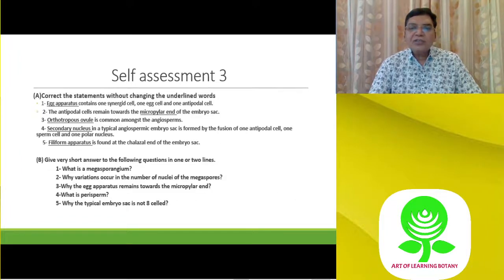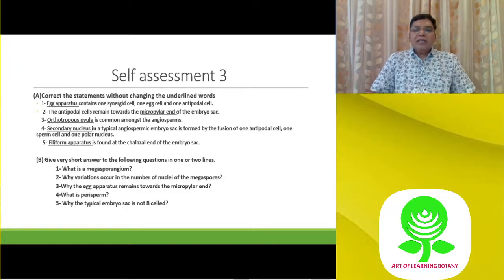Now next is the third one. Correct the statement without changing the underlined word if necessary. The egg apparatus, underlined, contains one synergid cell, one egg cell and one antipodal cell. Egg apparatus contains two synergid cells and one egg cell. So you need not write the antipodals, you just correct it. Antipodal cells remain towards the micropylar end of the embryo sac. The egg apparatus remains towards the micropylar end of the embryo sac.